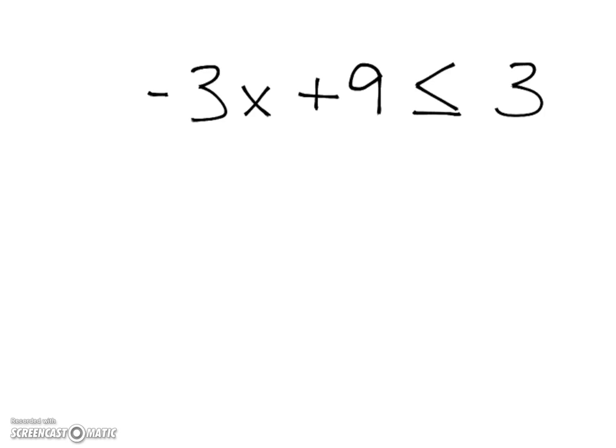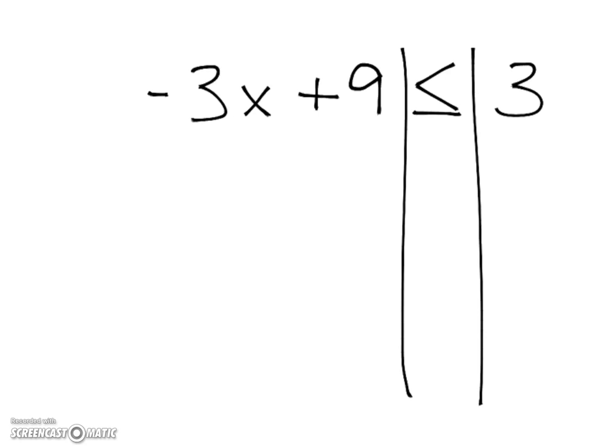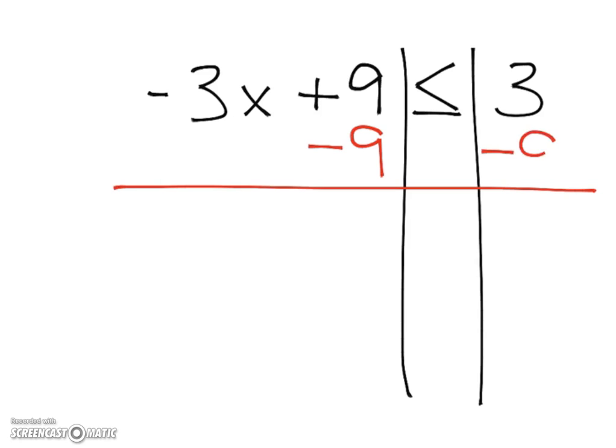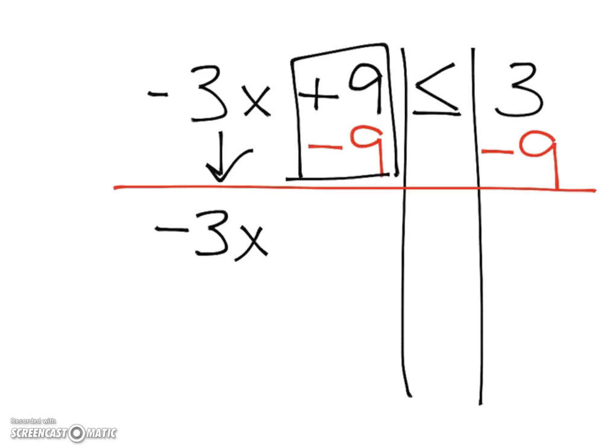So let's try another one. This time I have negative 3x plus 9 is less than or equal to 3. So I once again have to get rid of the 9 first because of the addition and subtraction. So I have to do the opposite of positive 9, which is negative 9. And what I do to the left side, I have to do to the right. So this time I have to bring down a negative 3x. You can't forget that symbol in front of it. My positive 9 and negative 9 equals 0, so that cancels out. I bring down my symbol, and 3 minus 9 is negative 6.